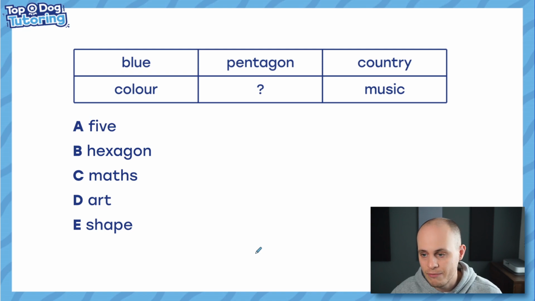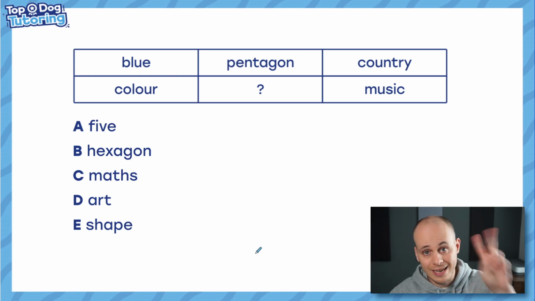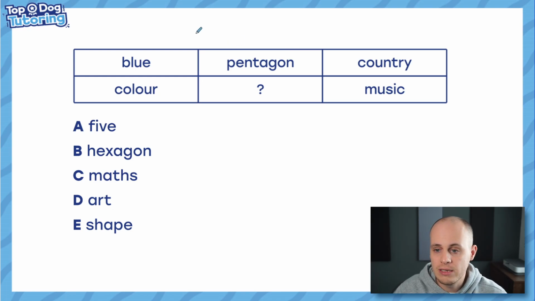This first appeared in the 11 plus a few years ago. And it's a great question type. And all we're told really is that these words go together in some way. What's the missing word? That's kind of where we're left. And we have to think, okay, well, how do these words go together? And there's two ways that words can go together in this question type. And the two ways are as follows.